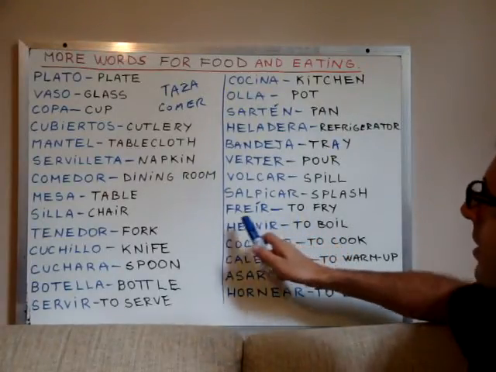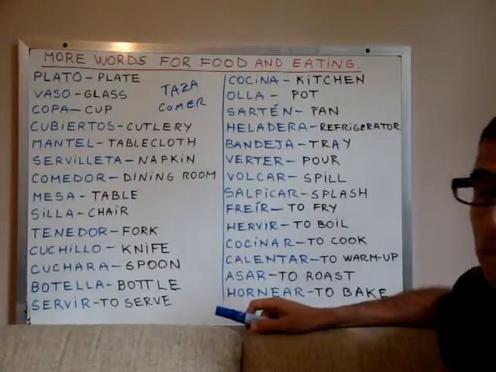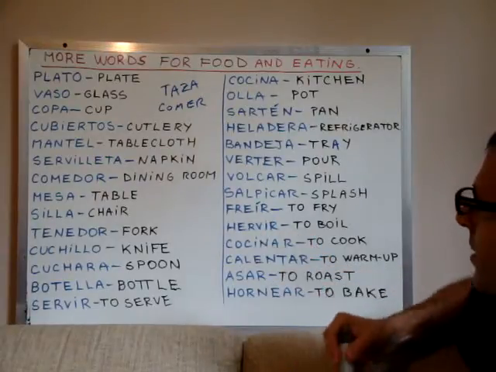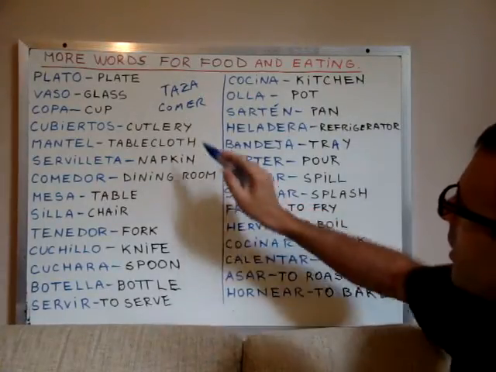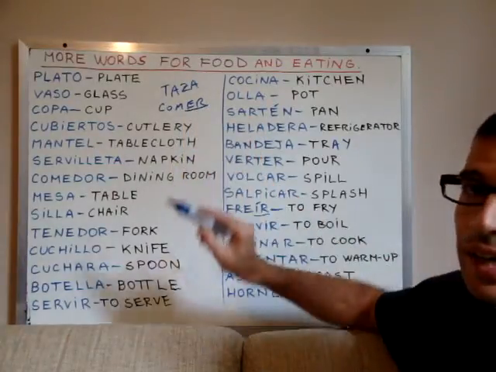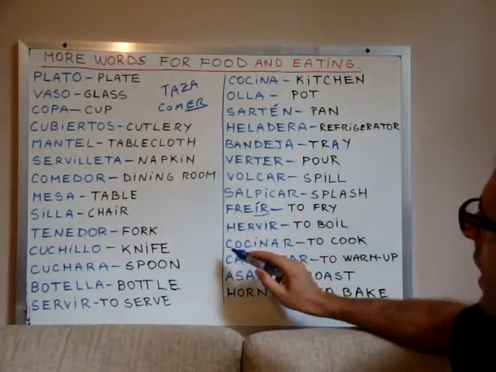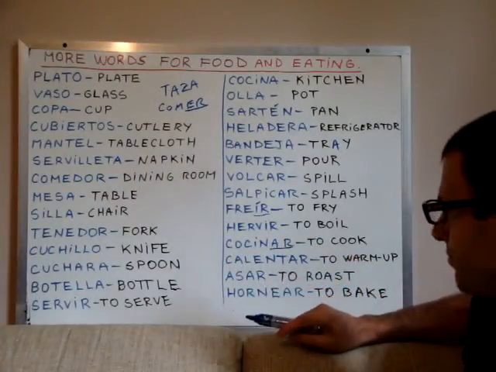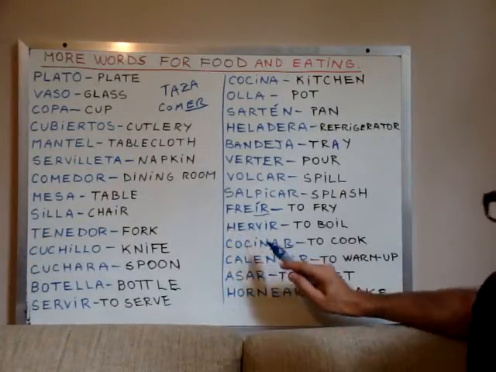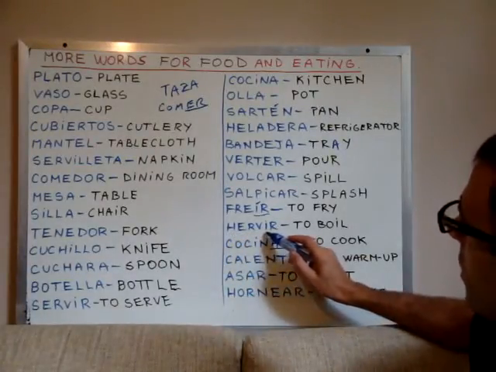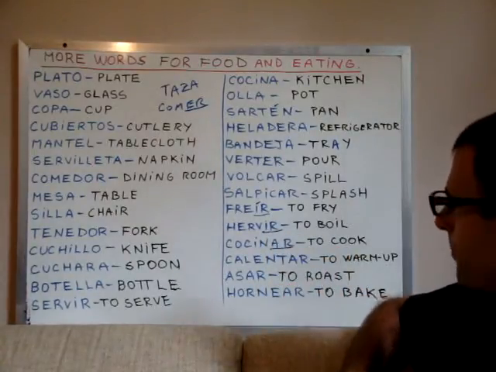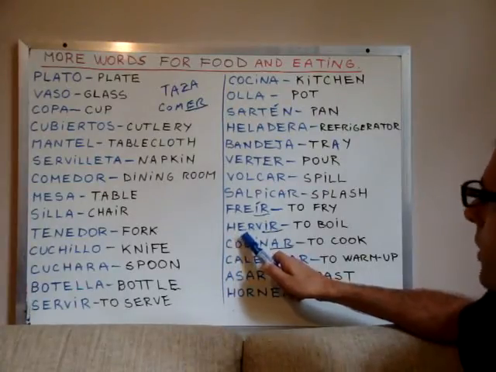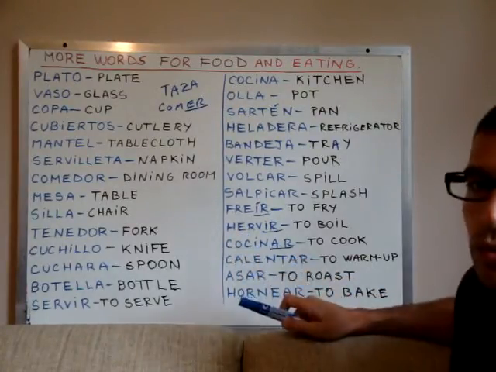To fry is freír. You can see it belongs to the group of verbs that end in ir, right? Comer belongs to the group of verbs that end in er. Cocinar, which means to cook, belongs to the group of verbs ending in ar. Hervir, which means to boil, belongs to the group of verbs ending in ir. So we have freír, to fry. Hervir, to boil. Cocinar means to cook.